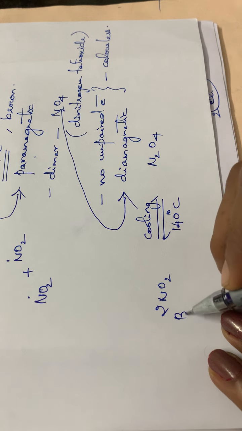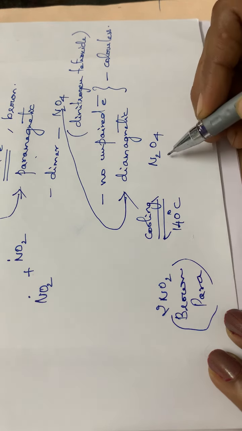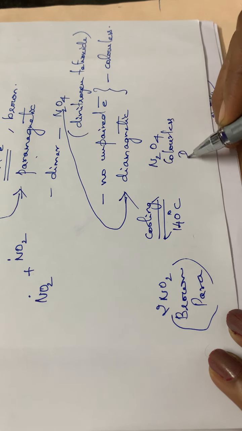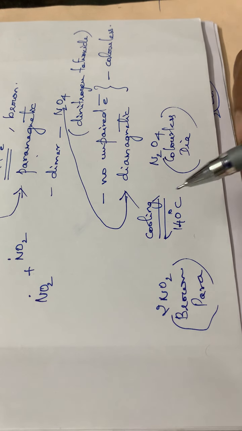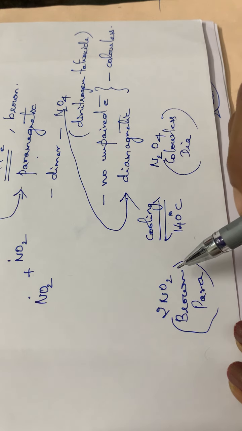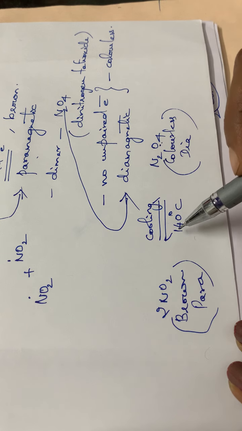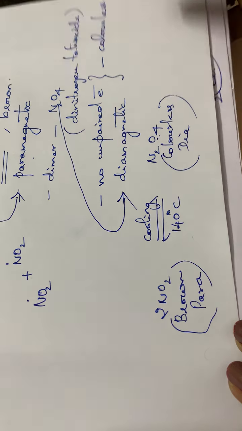So normally NO2 molecule is brown in color and is paramagnetic, while N2O4 is colorless and diamagnetic. Okay, so this is the equilibrium, the temperature dependence of this particular compound. NO2 molecule on cooling gives N2O4, while N2O4 on heating to 140 degrees Celsius gives NO2 molecule.